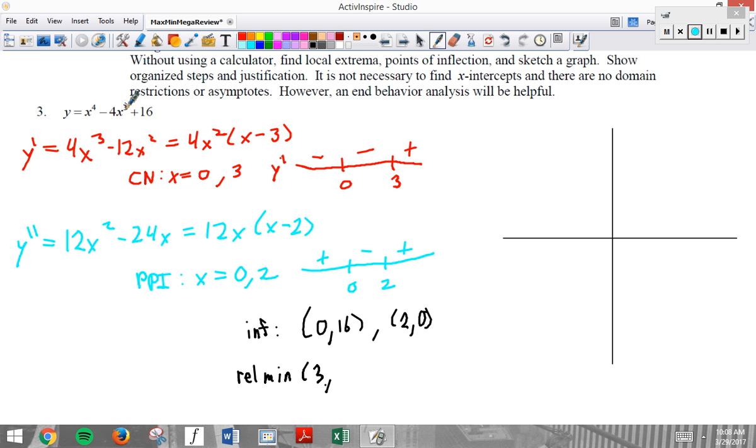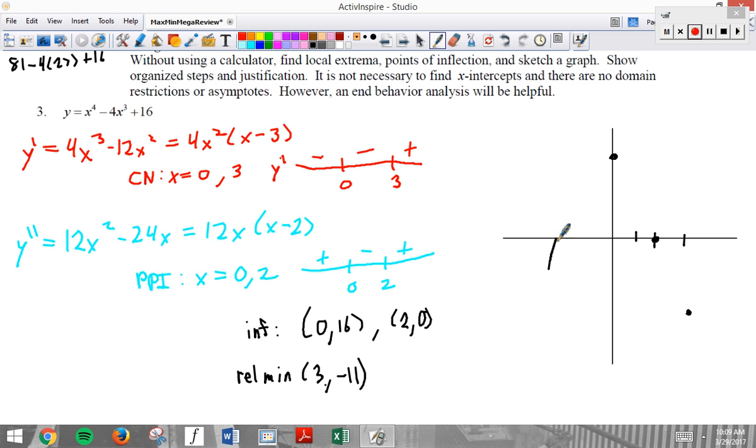3 comma 81 minus 4 times 27 plus 16. 4 times 27 was 108. So it's 97 minus 108. That's unpleasant. It's negative 11, I think. 0 comma 16 right up there. 2 comma 0 right here. 3 comma negative 11 right there.